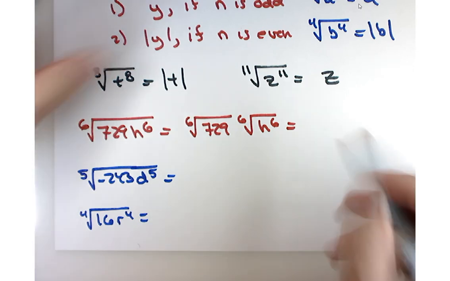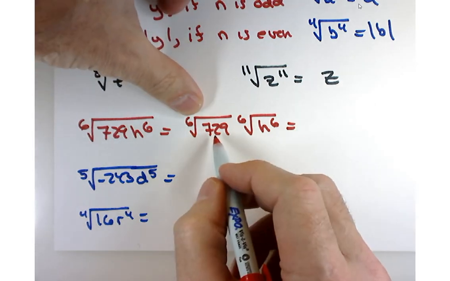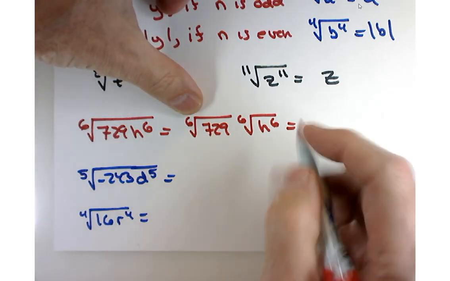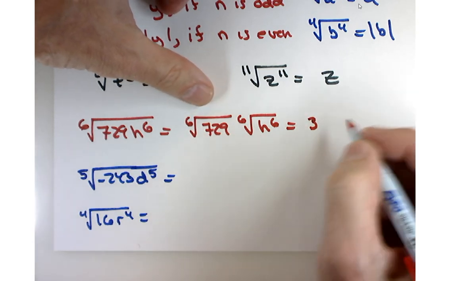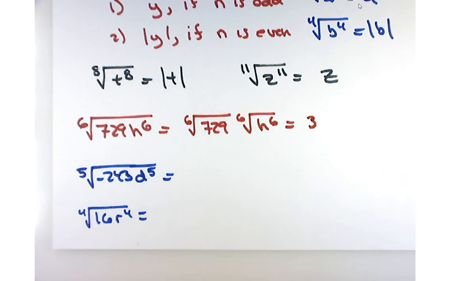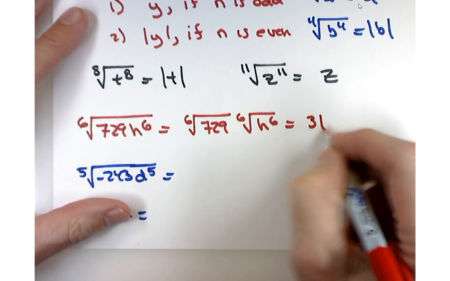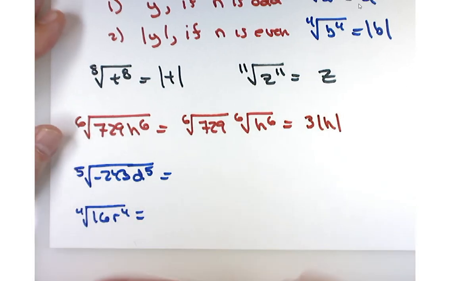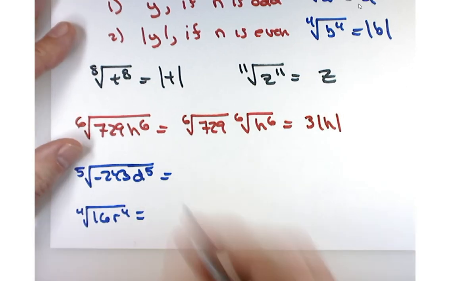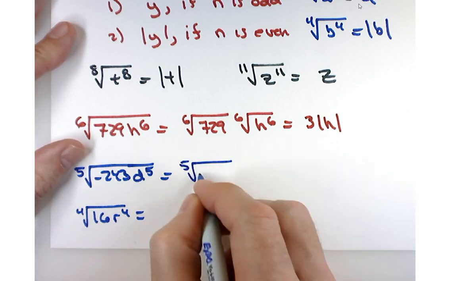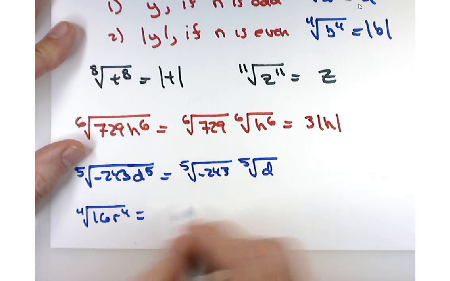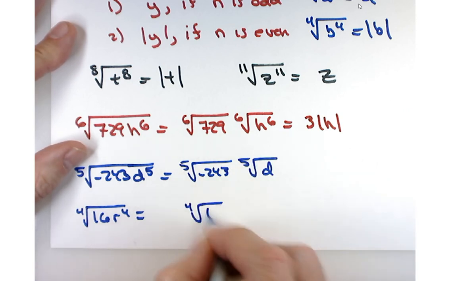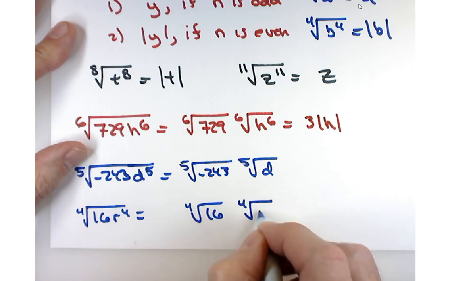So with this first one, I would expect that you take your calculator out, unless you have these memorized. 6th root of 729 is going to be 3. What about the h here? What should I put for the h, John? Absolute value of h. Yeah, absolute value of h. Nice. Again, we're going to keep on splitting these things up. 5th root of negative 243 and the 5th root of d. Likewise down here, 4th root of 16, 4th root of r to the 4th.